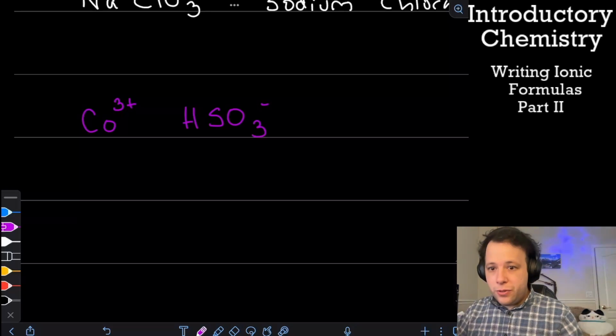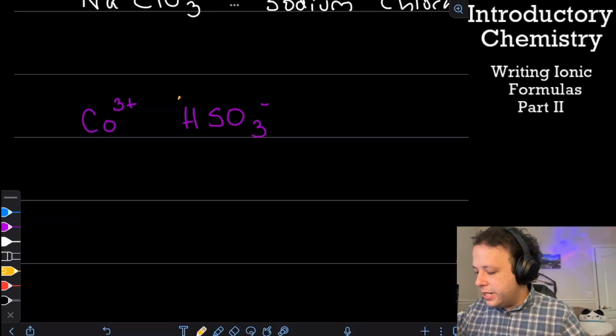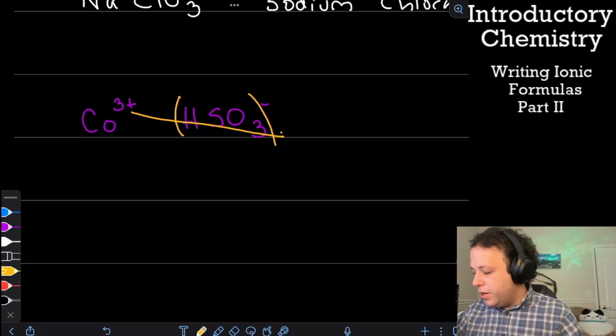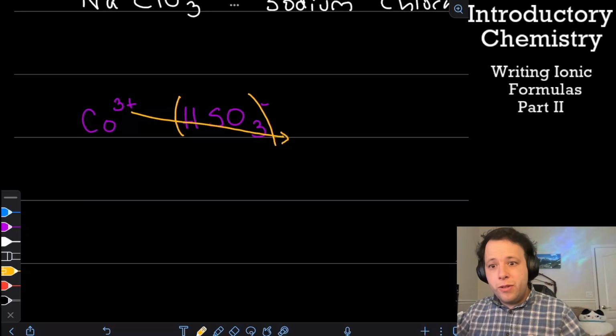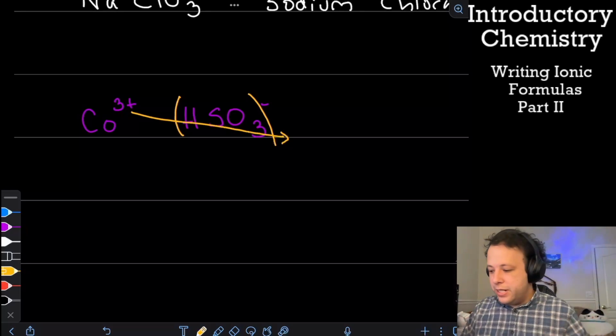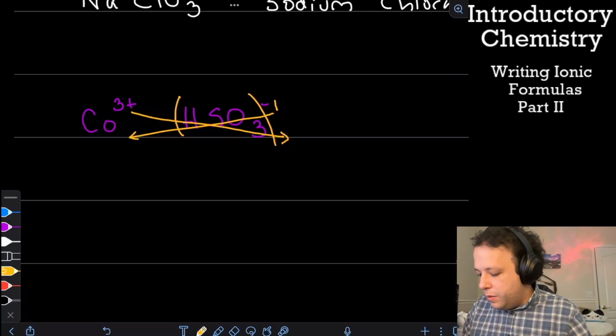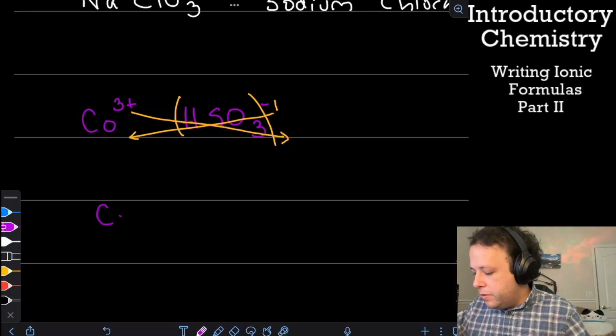Now, how are we going to swap the charges? Well, like I mentioned last time, this is one entire unit. So when we drop that, the numerical value 3 is going to come outside of the parentheses. And then the 1 from the minus is going to go to the cobalt. So when we write that, cobalt will be cobalt 1.